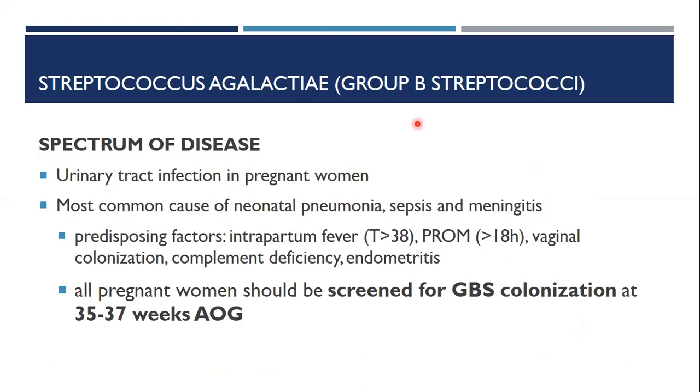It also causes urinary tract infection in a pregnant woman. For those pregnant women with a history of urinary tract infection, what we usually do in the clinical setting is screen for GBS colonization. We do a swab of the perineum, the general flora, usually at 35 to 37 weeks age of gestation. When it is positive for GBS colonization, we give chemoprophylaxis.